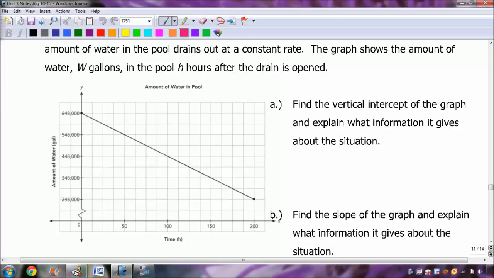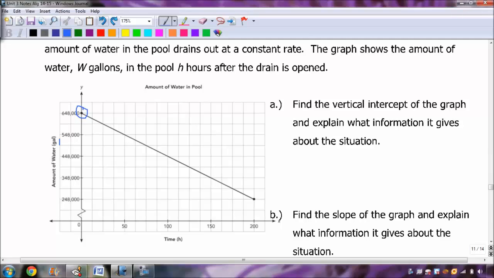Now, you haven't seen the word vertical intercept before, but it's nothing new to you. We normally just call it the y-intercept. Vertical and y are basically the same thing in this example. So, look at your graph and find out what is the y-intercept. Well, it's 648,000, okay? Well, what's the unit? Gallons. All right, so the answer to this is 648,000 gallons, but what does it tell you about the situation?